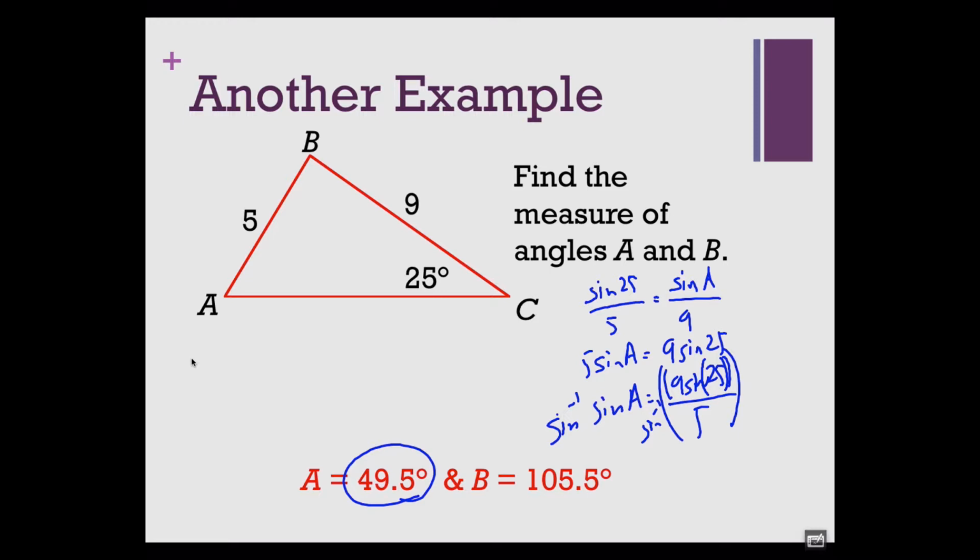Because this set of parentheses puts the numerator in parentheses, these parentheses put the 25 in parentheses. You don't need one for the 5 because it's just 5. And then these guys put the whole thing in parentheses.